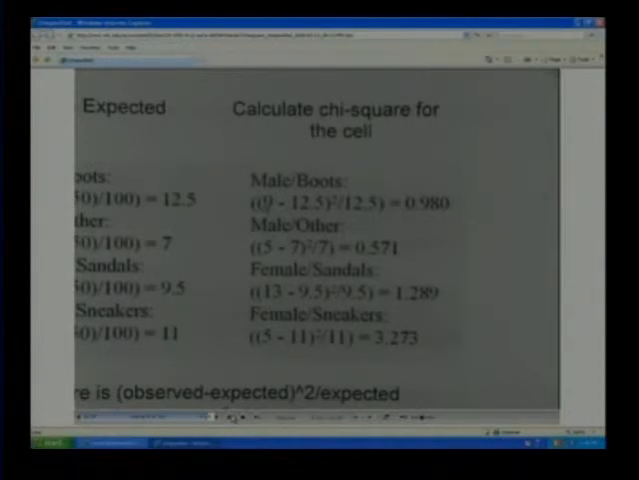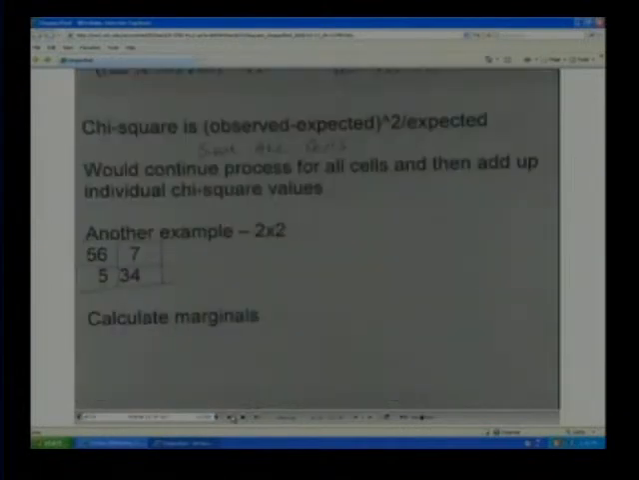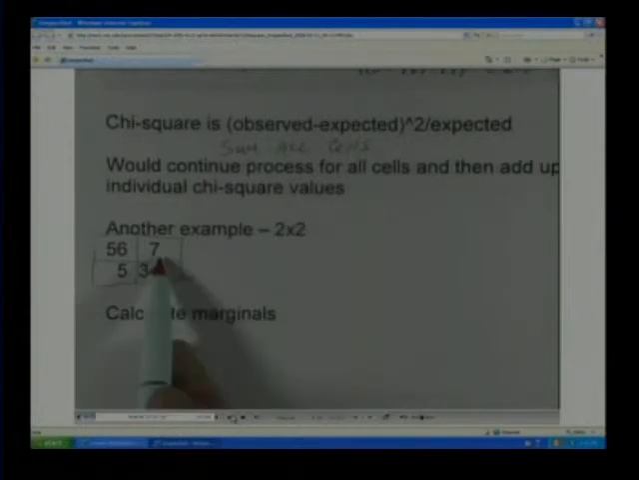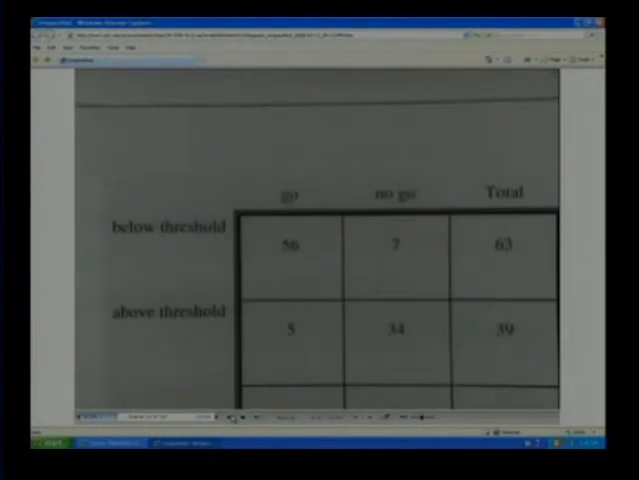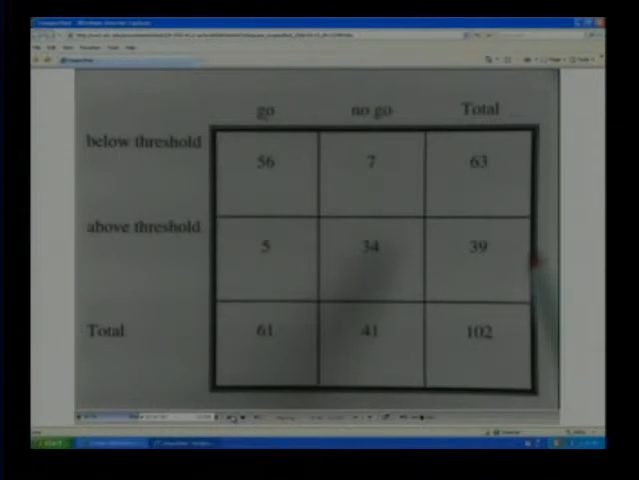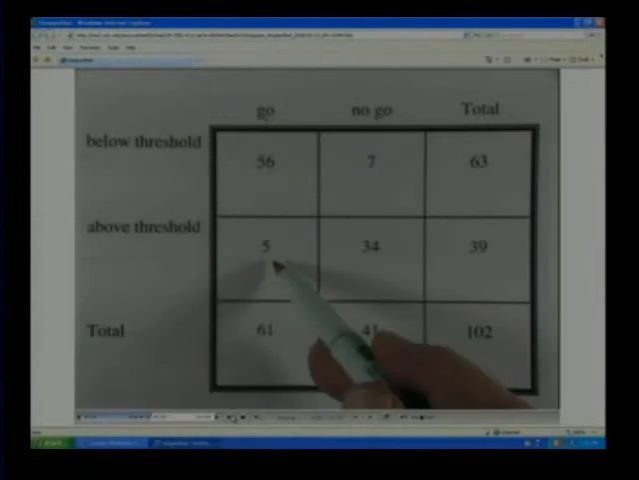I don't want to do that for all of those, so let's do another example. We're going to do a 2 by 2 table with 56, 7, 5, and 34. I just put some labels on here. These add up to 63, and these add up to 39. I calculate my marginals first. 7 and 34 is 41. 56 and 5 is 61.